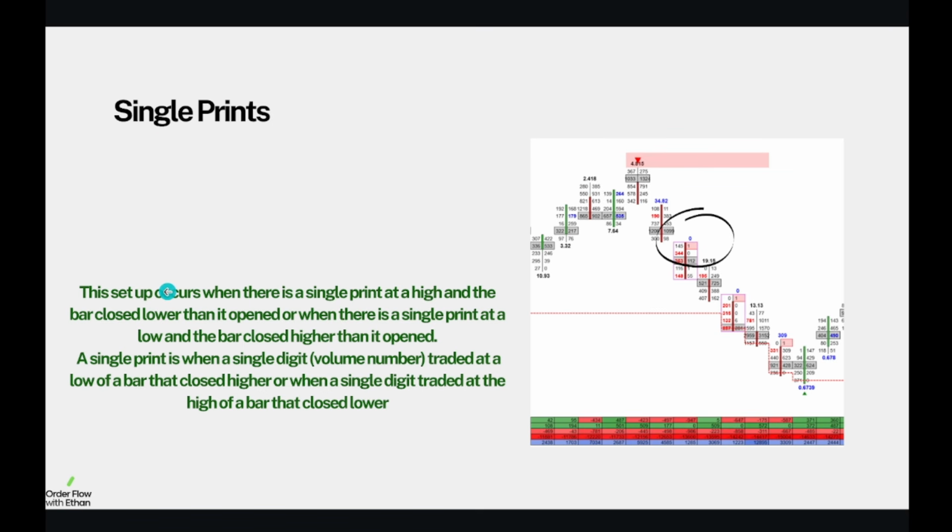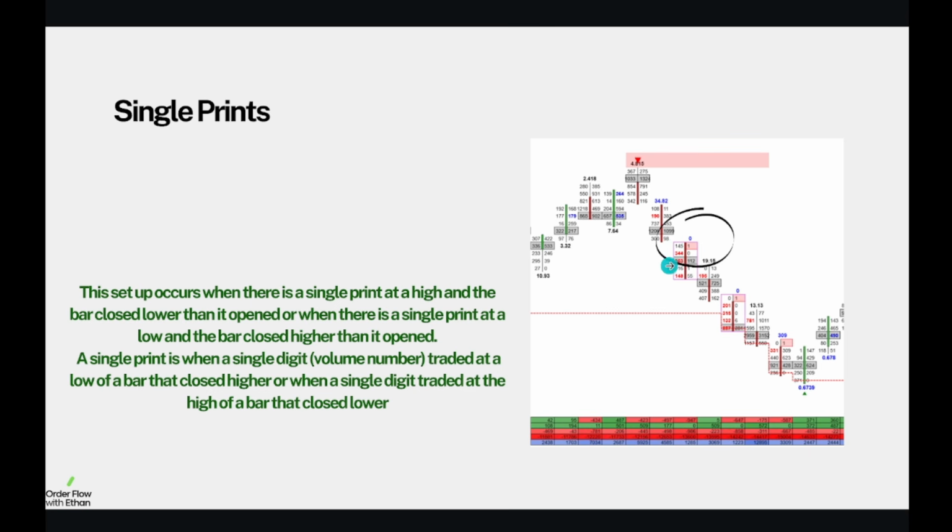So the next setup is the single prints. This setup occurs when there is a single print at the high and the bar closed lower than it opened, or when there is a single print at the low of a bar and the bar closed higher than it opened. A single print is a single digit volume number, like from 1 to 9, traded at the low of a bar that closed higher, or when a single digit traded at the high of a bar that closed lower. This is too complicated, so let me explain it to you.